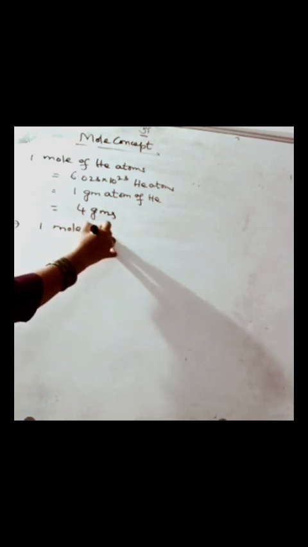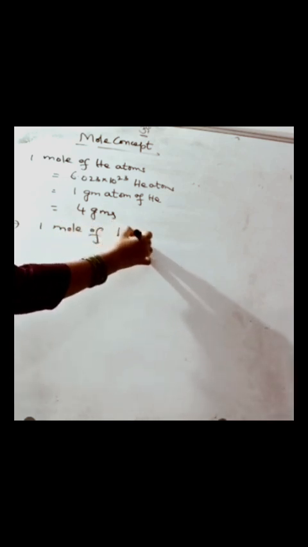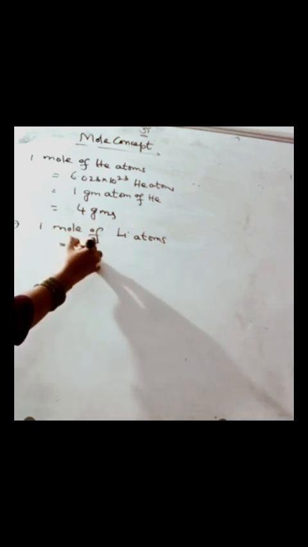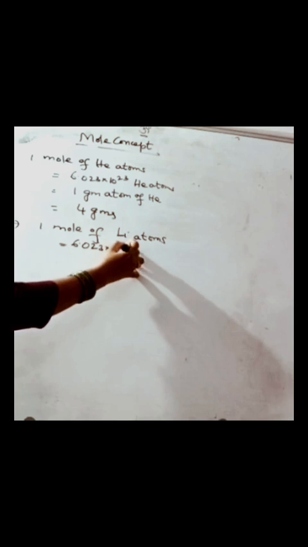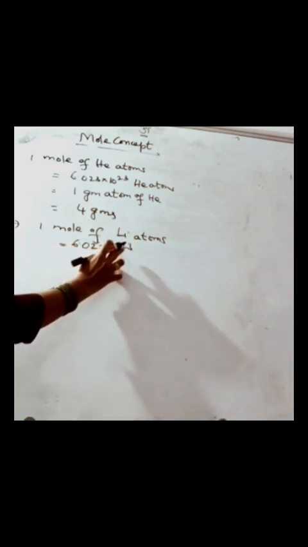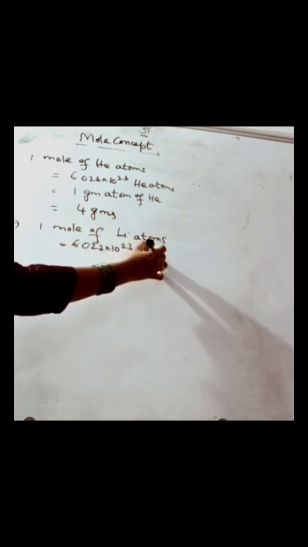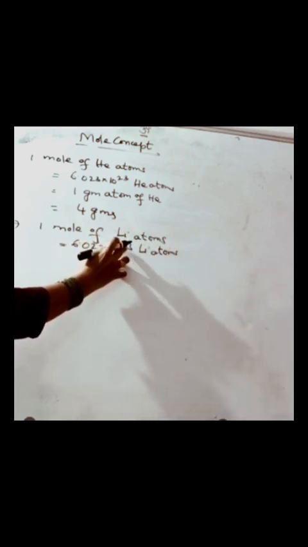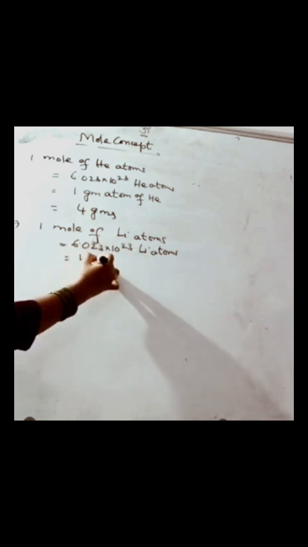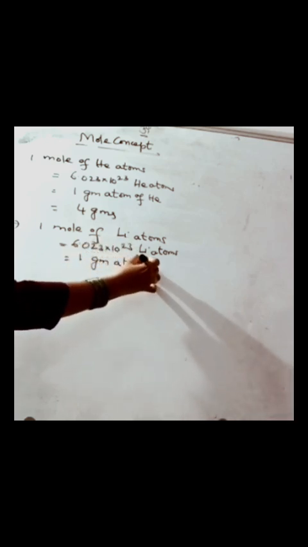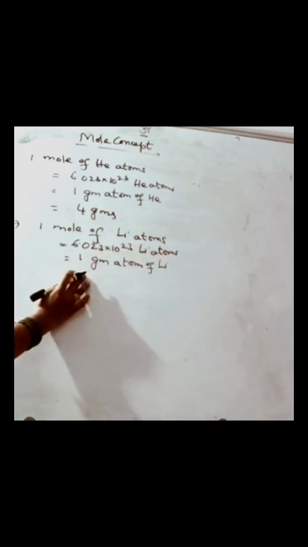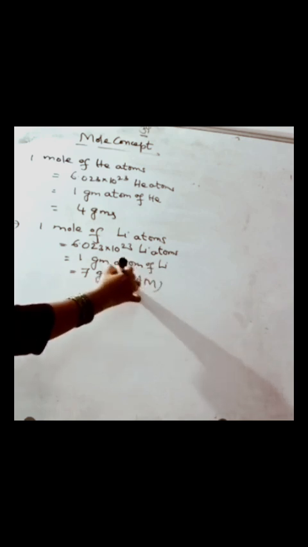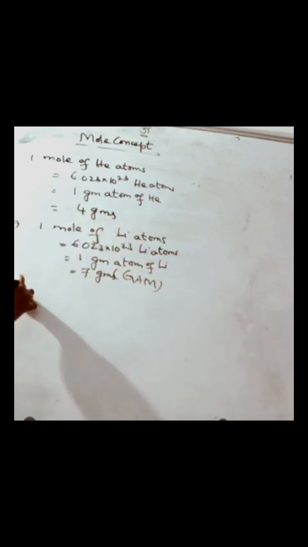1 mole of lithium atoms. Whatever the substance, 1 mole contains Avogadro number of atoms. Avogadro number is 6.023 into 10 power 23. 1 mole of lithium atoms contains 6.023 into 10 power 23 lithium atoms. It is also called as 1 gram atom of lithium. And the gram atomic mass of lithium is 7 grams. 1 mole of lithium atom's mass is 7 grams.